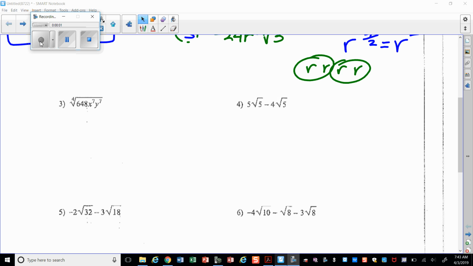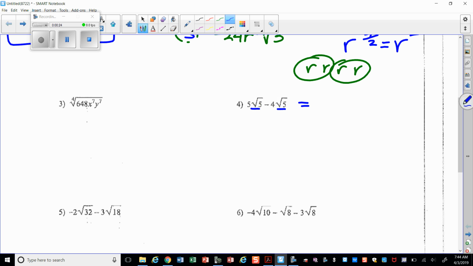Okay, so you try number 3, see if you can do number 3, and we'll jump to number 4, which is where you're adding and subtracting radicals. It's kind of like when we had fractions, you had to have a common denominator. Well, with radicals, you have to have a common radical. You have to have the same exact thing under the radical and the same exact index, which I do. These are both square roots of 5s.